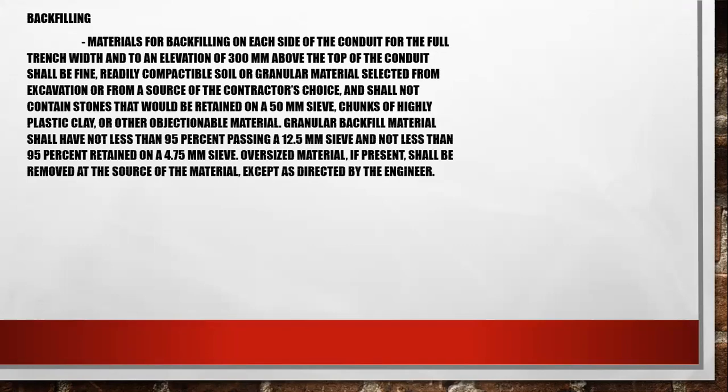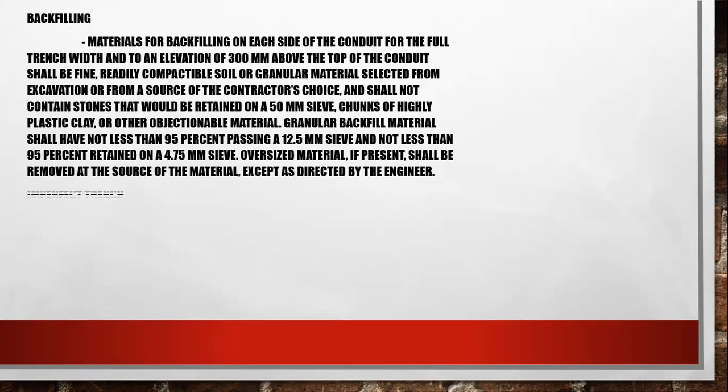Next is the backfilling. It is common to us what backfilling is. Materials for backfilling on each side of the conduit for the full trench width, up to an elevation of 300 millimeters above the top of the conduit, shall be fine, readily compactible soil or granular material from the excavation or a source of choice. It shall not contain stone retained on a 50 millimeter sieve, chunks of highly plastic clay, or other objectionable materials.